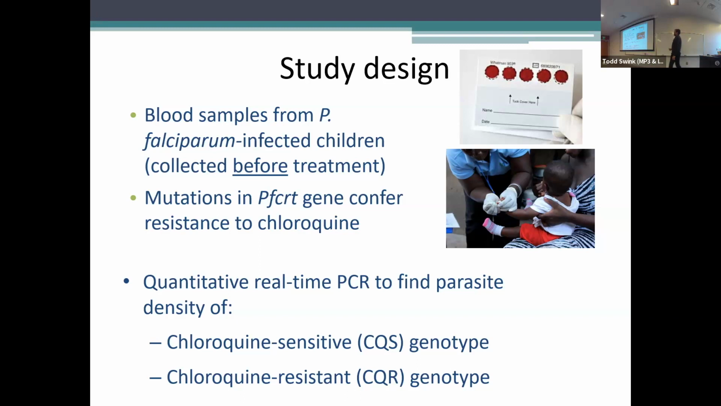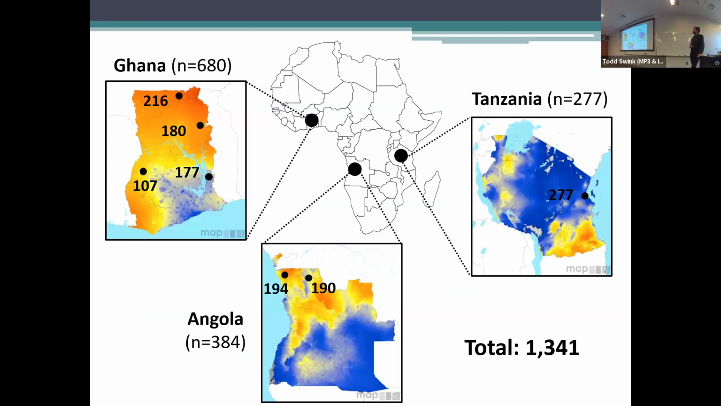So we were defining these strains based on that chloroquine resistance gene. There could be other differences, right? It could be a pool of different genotypes, but we're specifically looking at the populations that are resistant versus sensitive to this drug. And we looked at 3 different populations. In fact, and this was kind of interesting, we started with this data set from Ghana, where we had 680 samples. And what is nice is we have different levels of transmission intensity. The redder, the more transmission, the bluer, the less transmission.